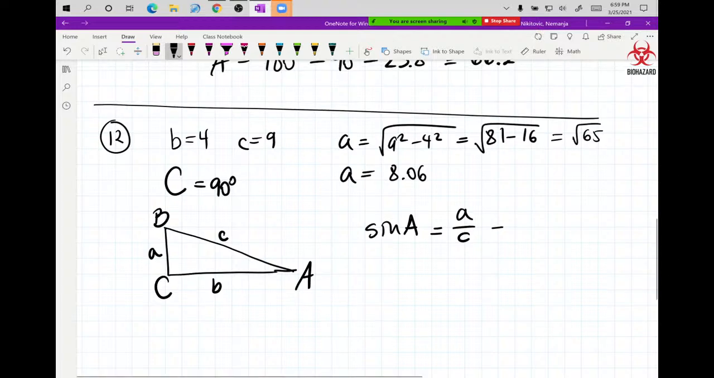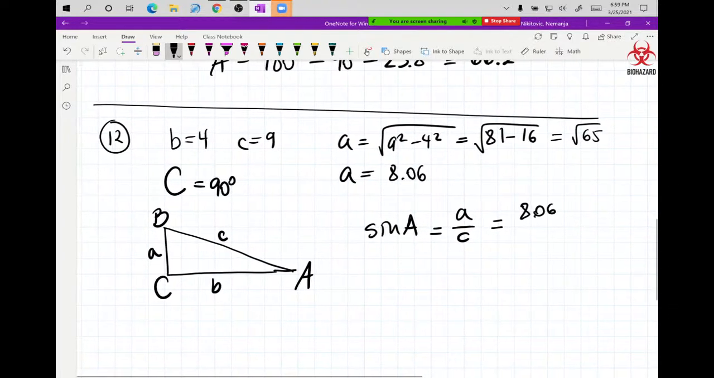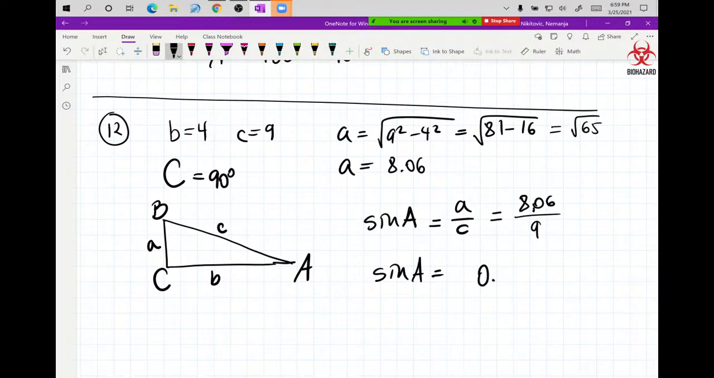Now you already have a and c, right? a is 8.06 and c is 9. So sine of A is, leave some space here, divide 8.06 by 9. And you get 0.895896.